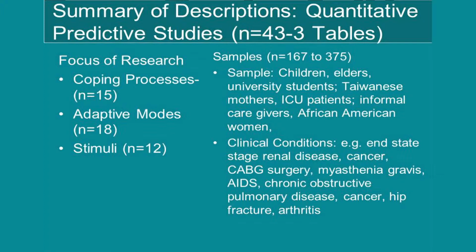Samples used, the numbers ranged from 167 to 375 subjects or participants. Within the sample were included children, elders, university students, Taiwanese mothers, ICU patients, informal caregivers, and African American women. The clinical conditions included, for example, end-stage renal disease, cancer, coronary artery bypass surgery, myasthenia gravis, AIDS, chronic obstructive pulmonary disease, cancer, hip fracture, and arthritis.